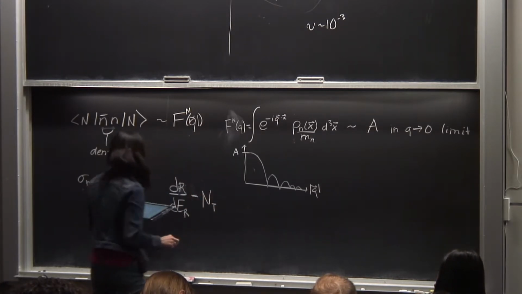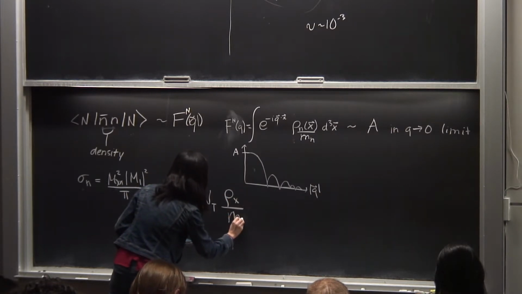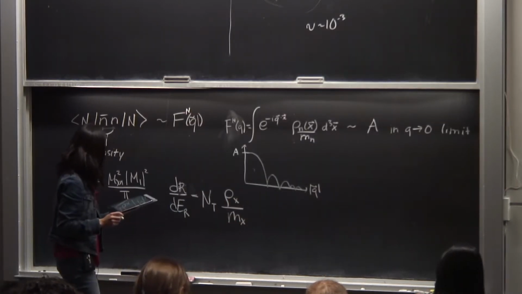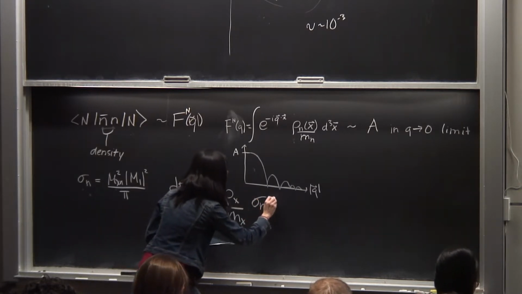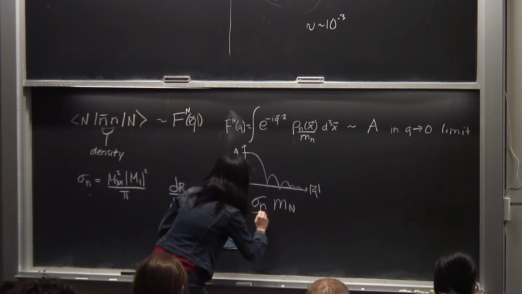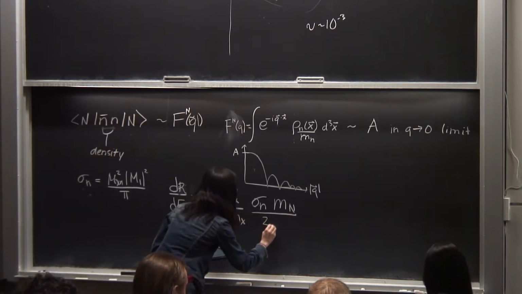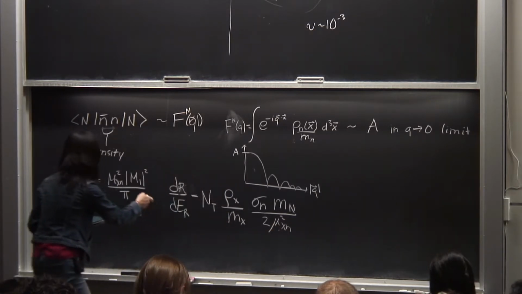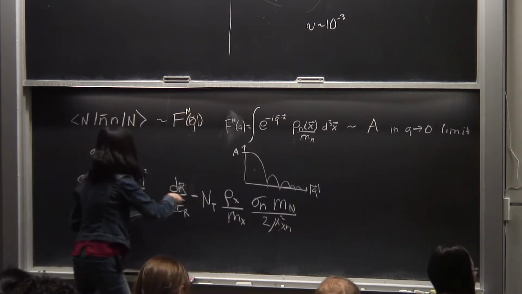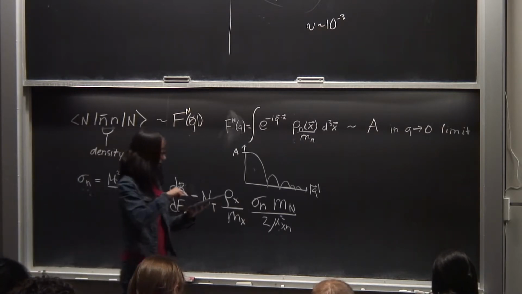It's proportional to the number of targets I have, the dark matter number density, this one nucleon scattering cross-section, the target mass of the nucleus. This reduced mass appears back in here just because of the way the single nucleon cross-section looks.